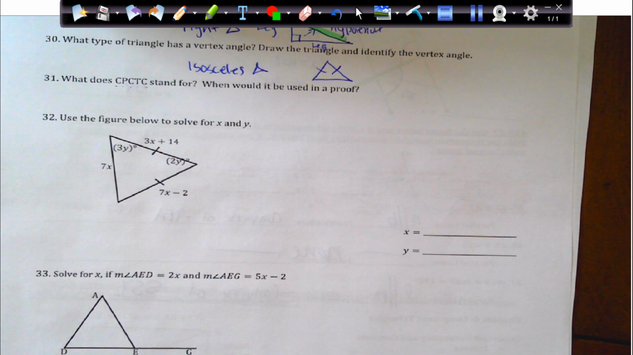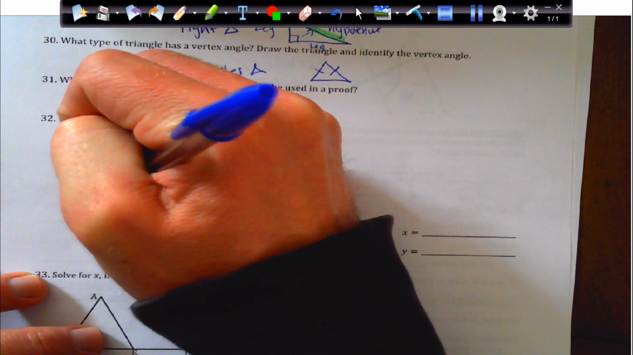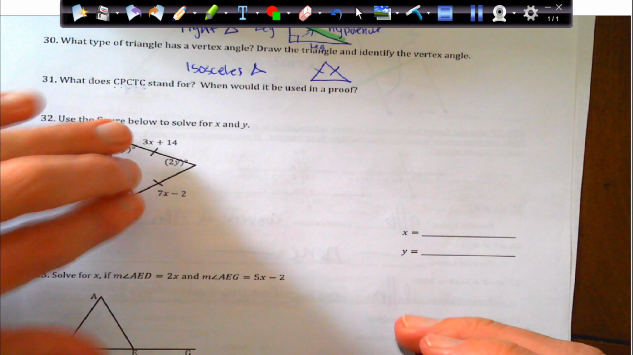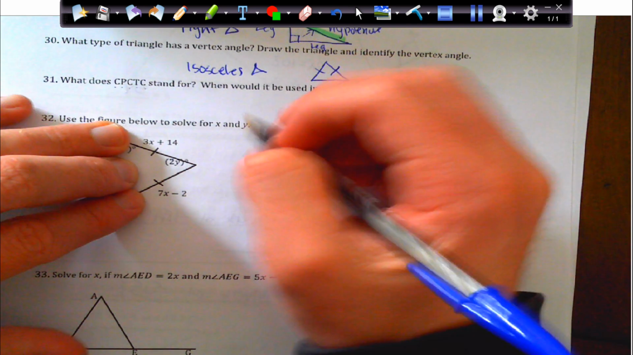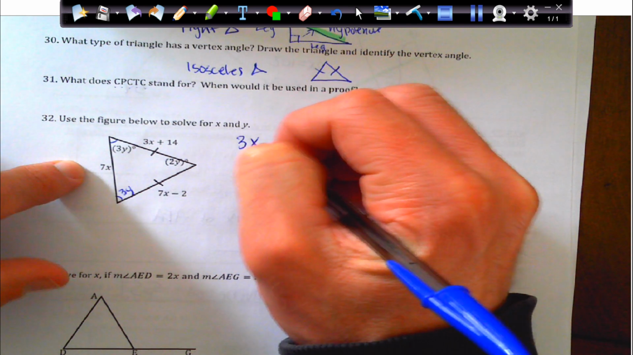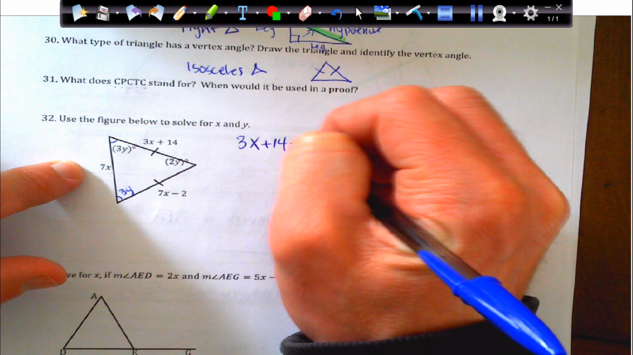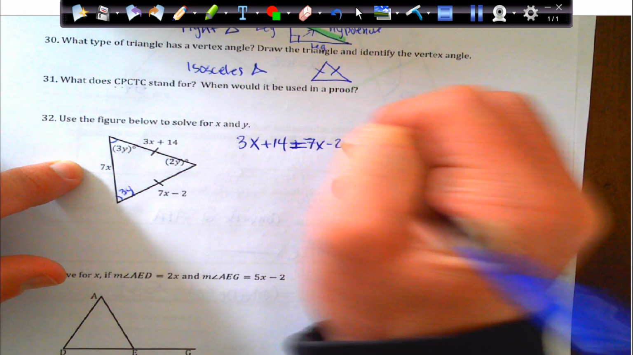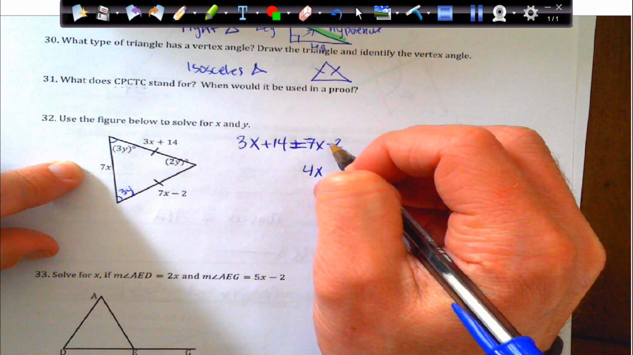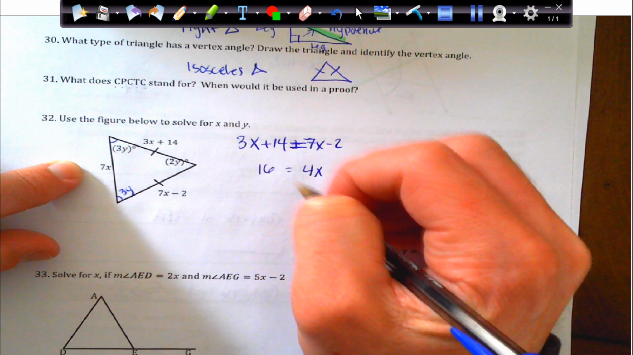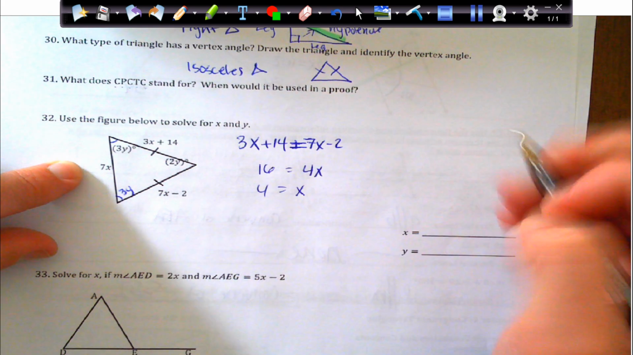Number 32, we have an isosceles. So that means base angles are congruent, so that makes this also 3y. To solve for the x's, I just set those two equal to each other. I don't even care about that one. I don't know the perimeter, so I would not add them all up. I just set them equal to each other. So that's 7x minus 2. Subtract that, I get 4x. Add the 2 over, I get 16. And divide by 4, I get x equals 4.